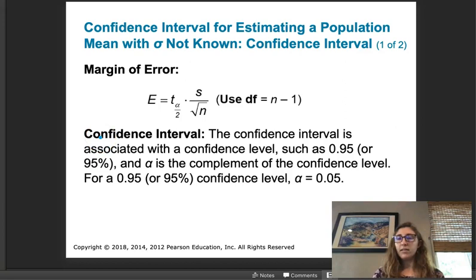Still, when we're creating our confidence interval, it's associated with a particular confidence level. The most common confidence level is 95%, or 0.95. And remember, some of these problems will give you that confidence level. Other problems will give you your value of alpha. But your confidence level and alpha are complements of each other. So 1 minus alpha gives you your confidence level, and 1 minus your confidence level gives you your value of alpha. So you can keep going back and forth there.